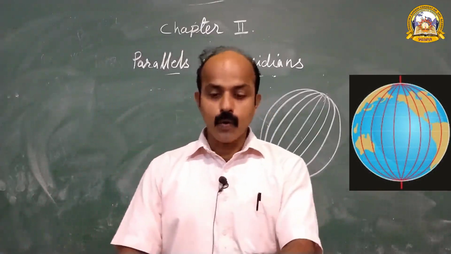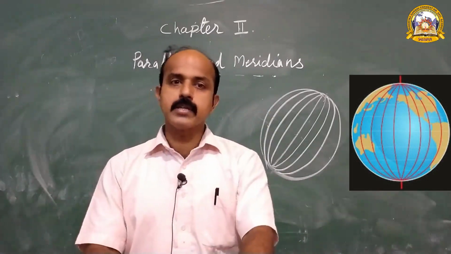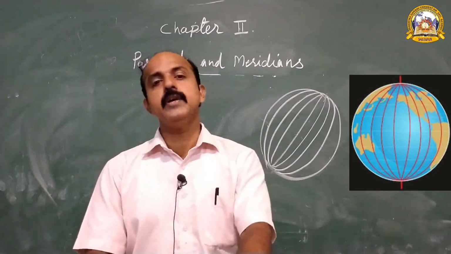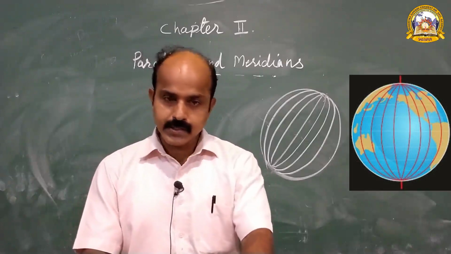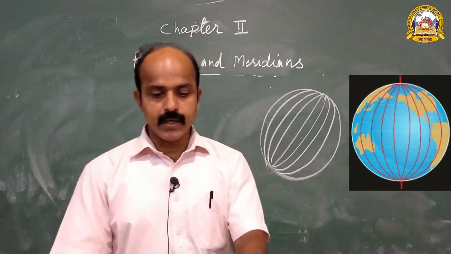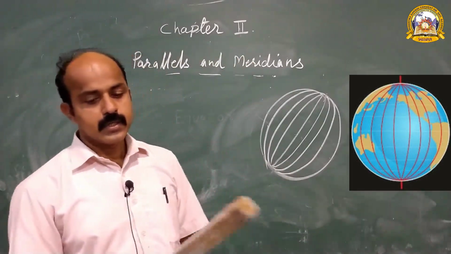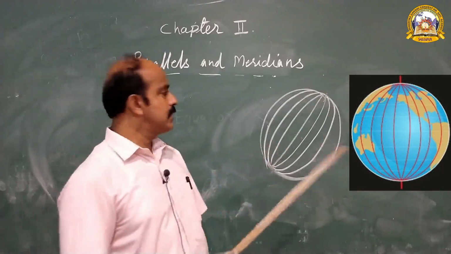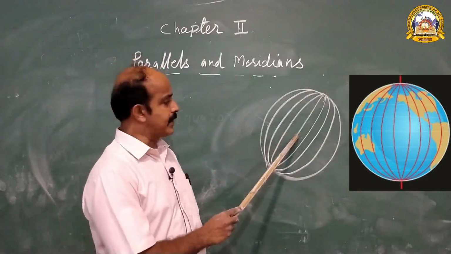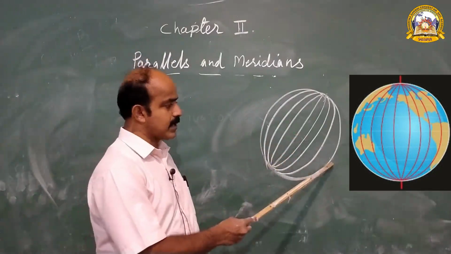Thus there are 180 meridians towards the east of the prime meridian and 180 meridians towards the west of the prime meridian. The meridians of 180 degrees east and 180 degrees west are the same line. So in total there are 360 meridians, towards the west and also towards the east of the prime meridian.